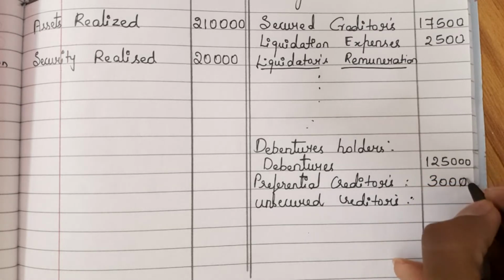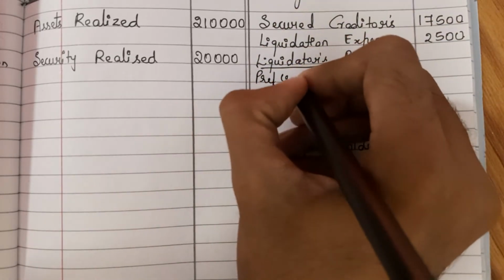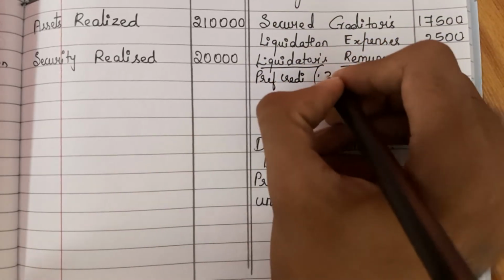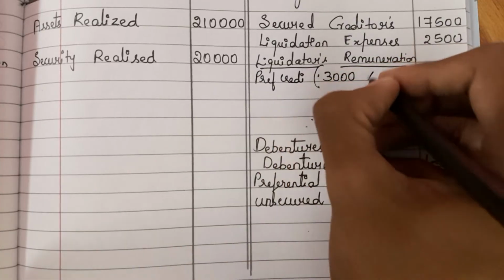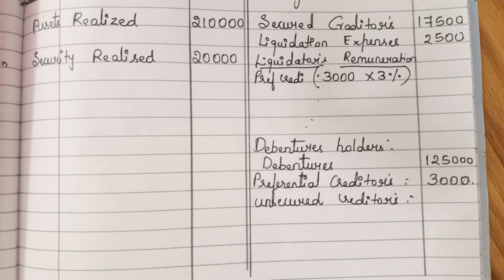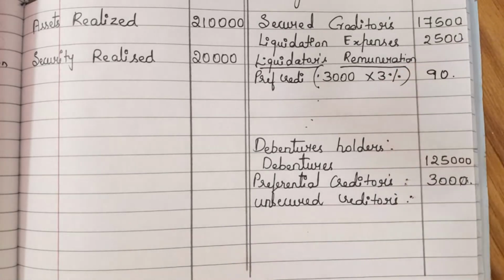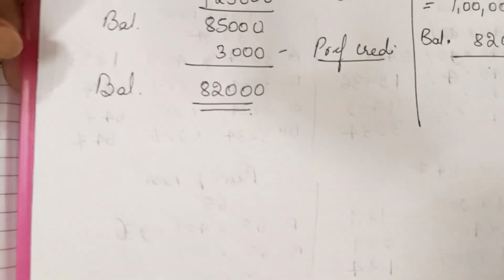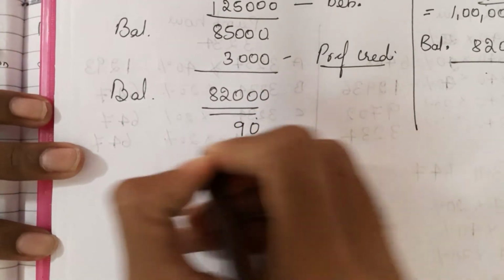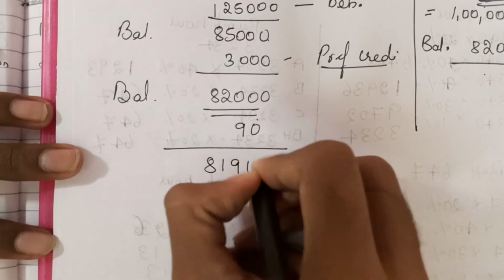3%. First, let us give 3% on this 3,000. First we give him on preferential creditors. It was 3,000 preferential creditors. On that we are giving 3%. So 3,000 into 3% will be 90 rupees. So on that he is getting 90 rupees. First let us reduce that 90 rupees. The balance amount will be 81,910.